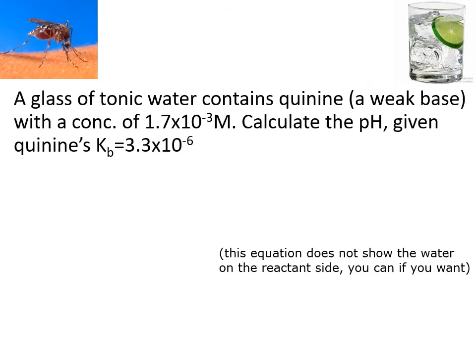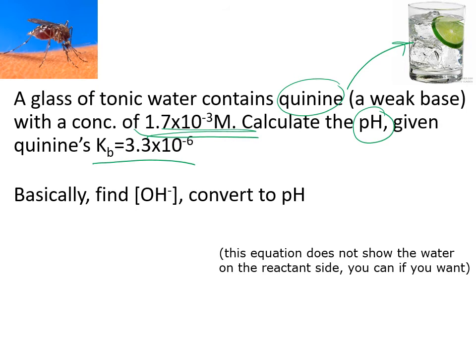So let's say we had some tonic water, and it is a weak base, that's why it doesn't taste good. It has a concentration of 1.7 times 10 to the negative 3 moles per liter. Find the pH of this tonic water, given that it has this concentration of a weak base, and the weak base's Kb is 3.3 times 10 to the negative 6. Essentially, if we can find out how many hydrogen ions there are in that tonic water, we can then go eventually to the pH, and you'd assume since it's a base, it should be above 7. So here we are with this equation.